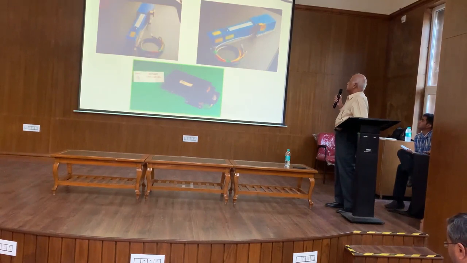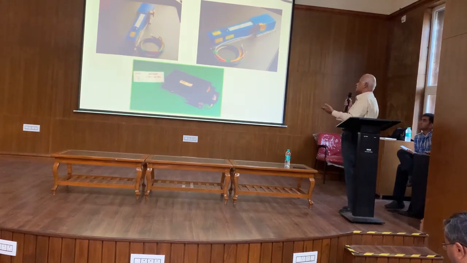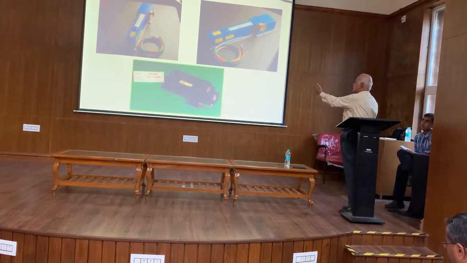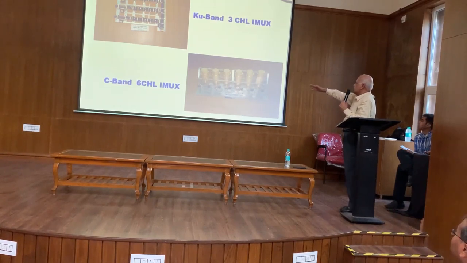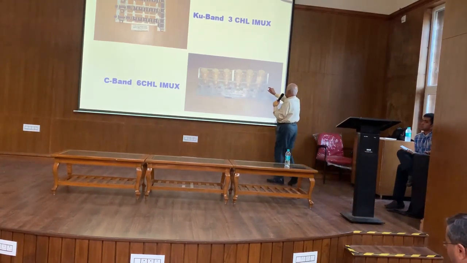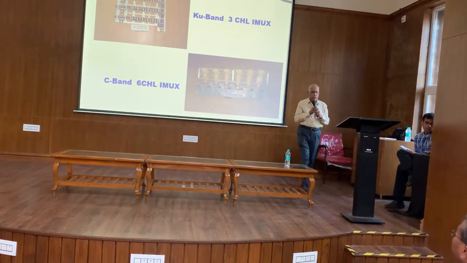See, the top two pictures are the space grade TWTAs. The bottom picture is an SSPA. I don't remember what the wattage is, but from my experience, I can say this could be a 50 watt TWTA and this could be a 10 or 15 watt SSPA. Next. The multiplexer: this is a K-band 3 channel MUX and this is a C-band 6 channel MUX. You see, each of them has a multi-stage cavity filter allocated to each channel. Next.